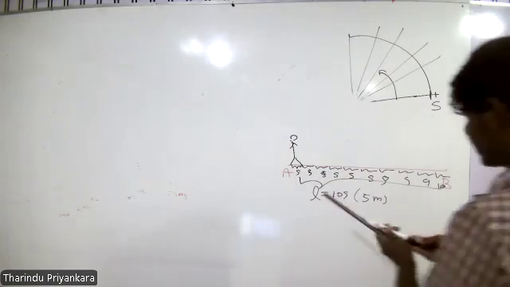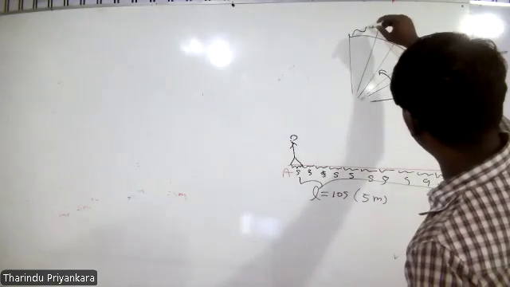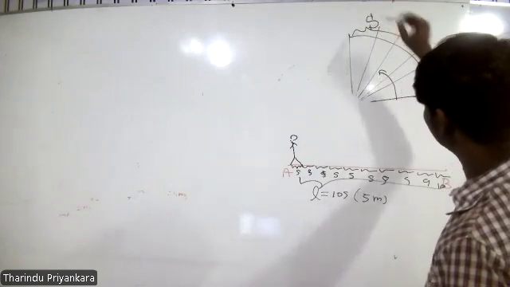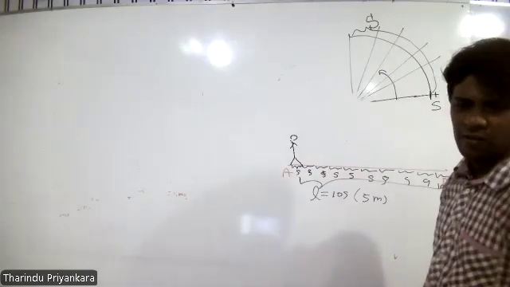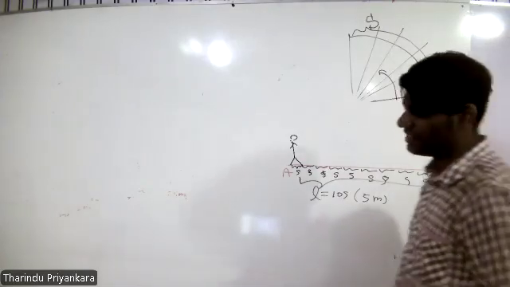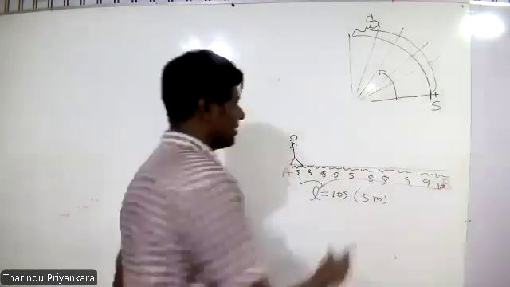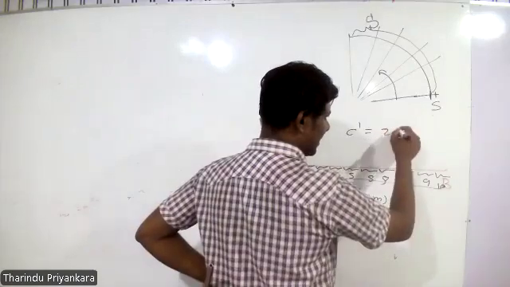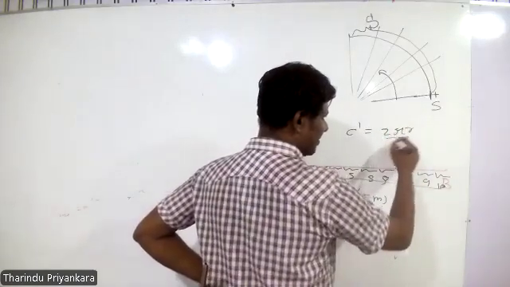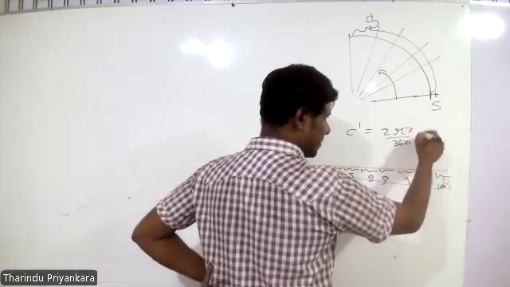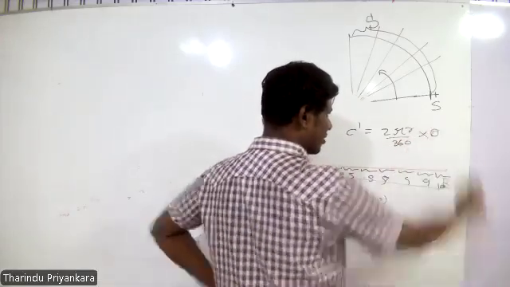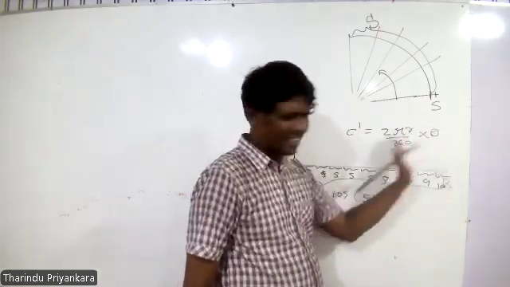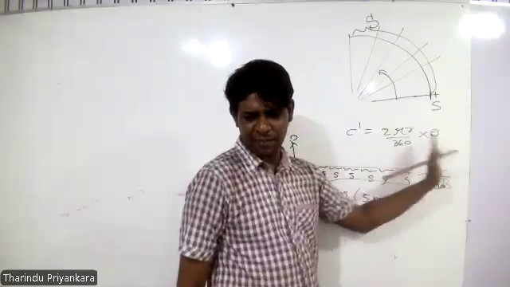You have to measure this S distance. How? It is very difficult. You know how to get the sector in your level: 2 pi r divided by 360 multiplied by the angle. Can you remember your grade 10, I think? It is very difficult.